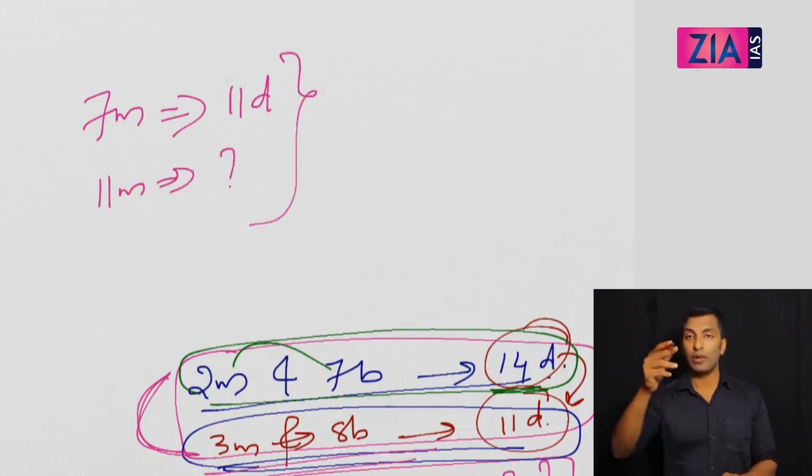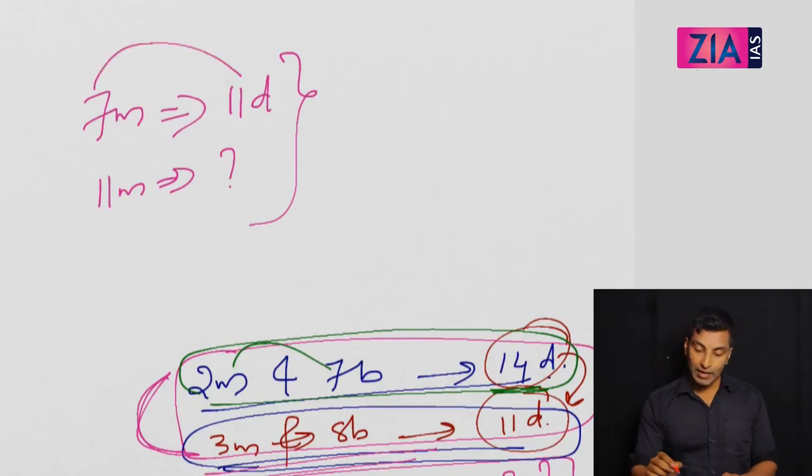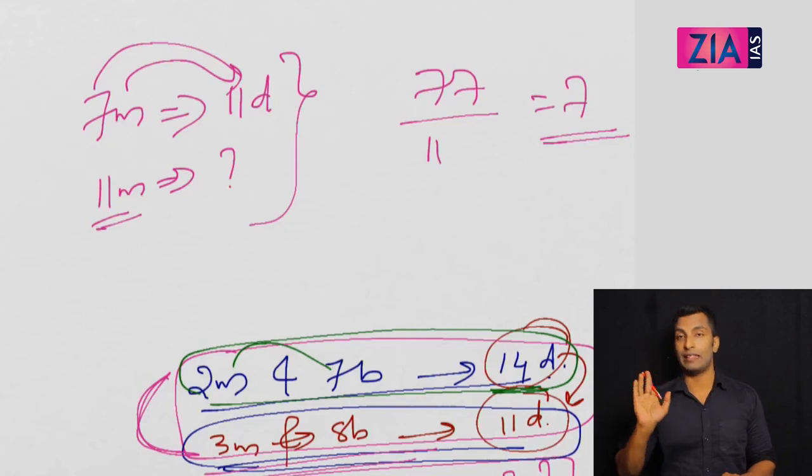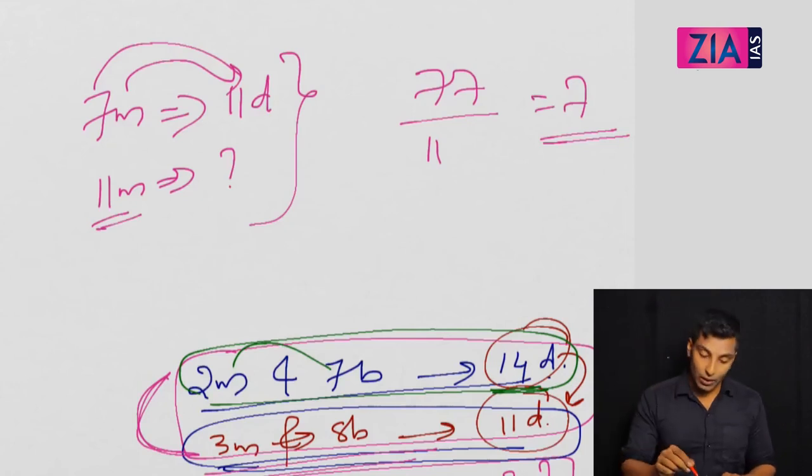Now you can do a cross multiplication, T1, T2, M2 and M1, one method, or you can calculate the man days. So if you multiply 7 into 11, 77 divided by 11, that means 7. So 7 days it will take. Or we know 7 men in 11, 11 men in 7. Easy. Or the product constancy rule, right?